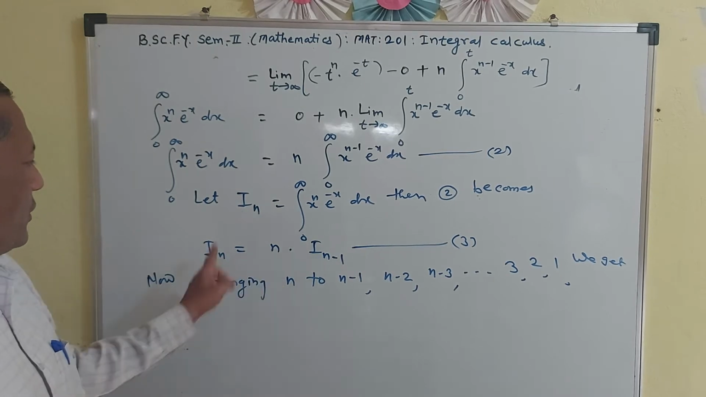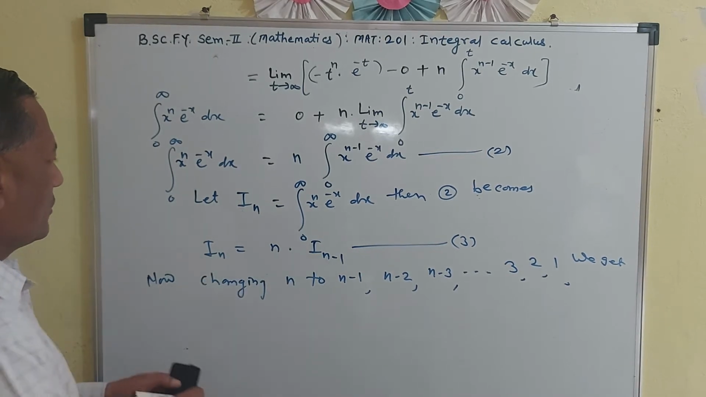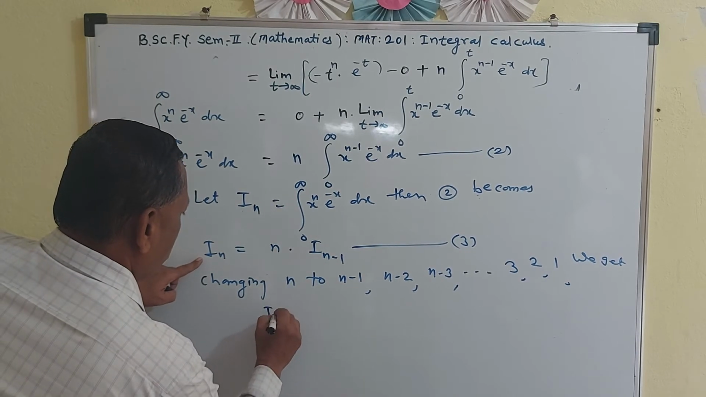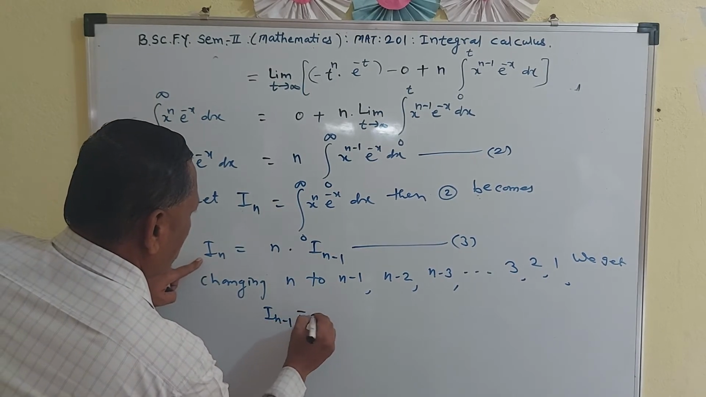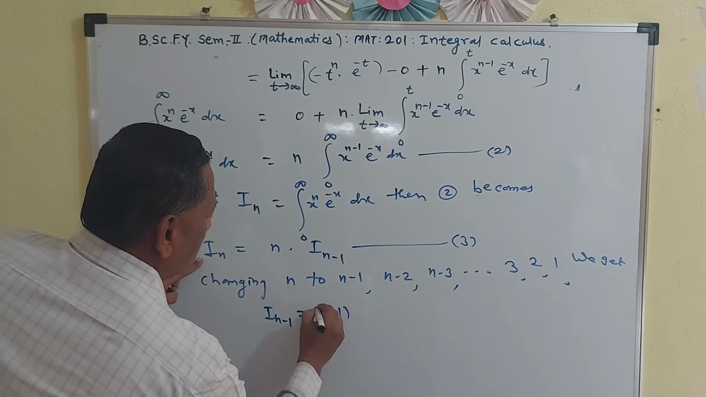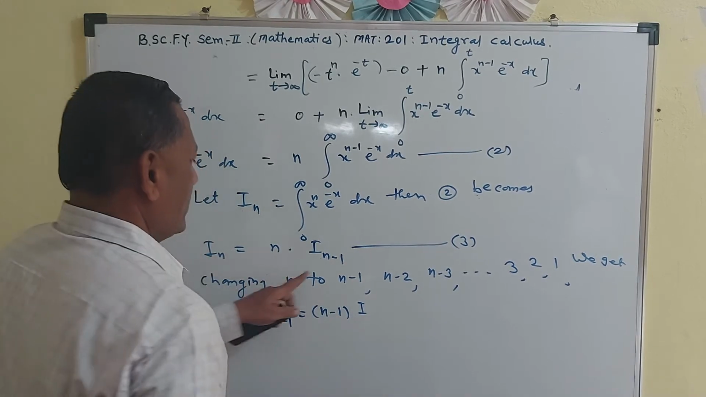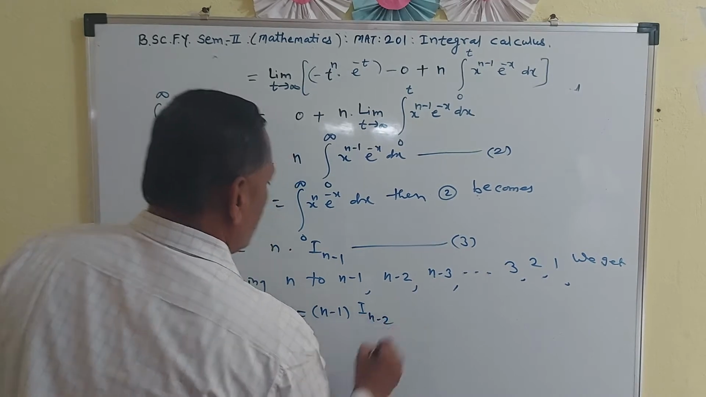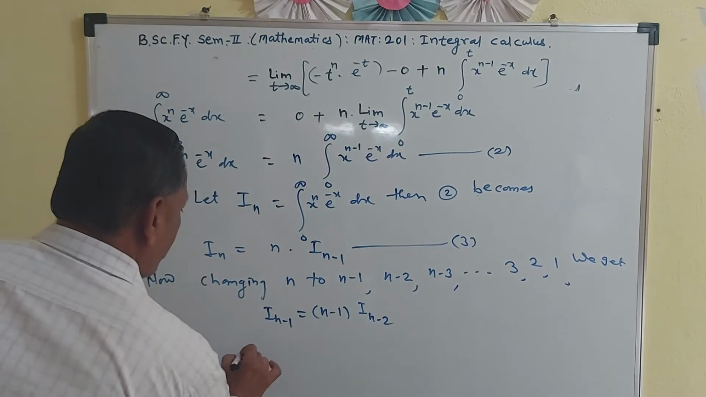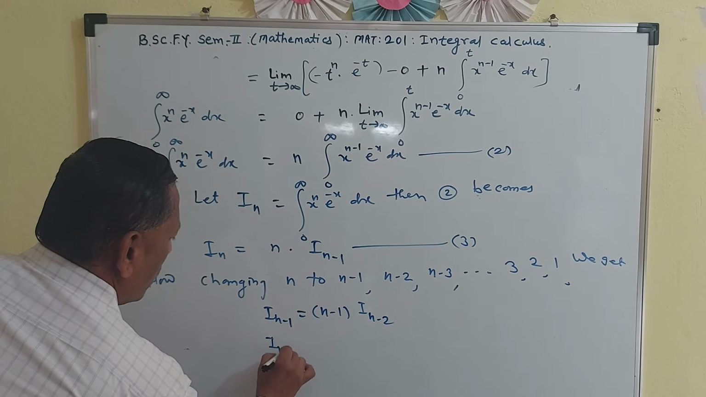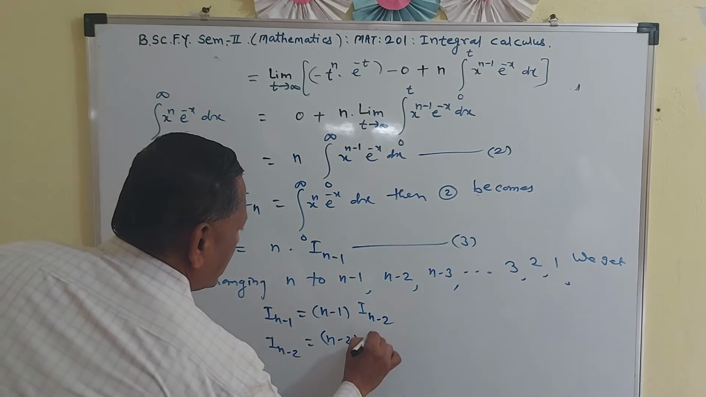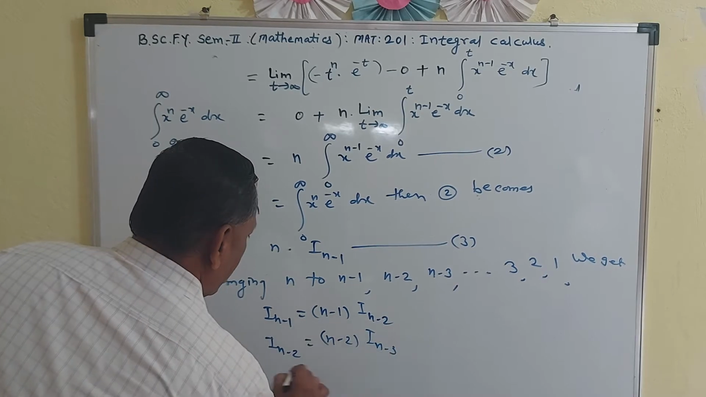So if you change n to n minus 1, then what do we get? In is equal to this, then In minus 1 is equal to n minus 1 into In minus 2. Similarly, In minus 2 is equal to n minus 2 into In minus 3, and so on.